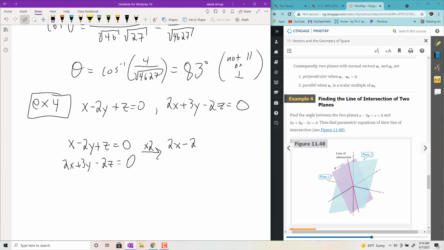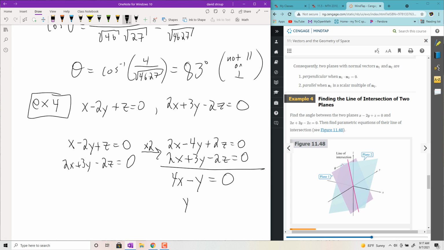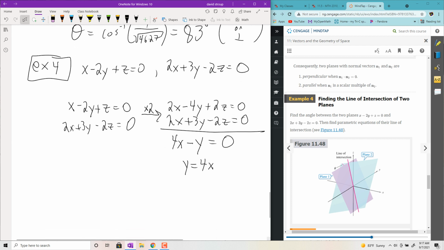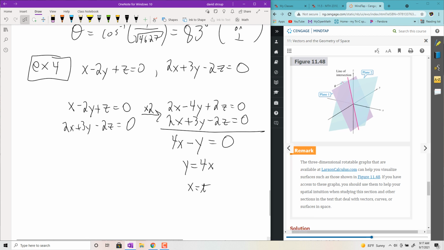So 2x minus 4y plus 2z is 0. And then we have 2x plus 3y minus 2z is 0. So you get 4x minus y equals 0. Then you could solve for y, so y is equal to 4x. We want to let x be a parameter, so you can let x equal t if you wish. Let's see what the book does. Do they let x equal t?